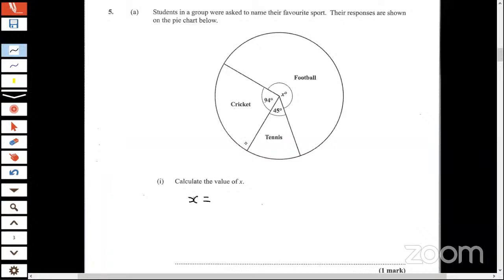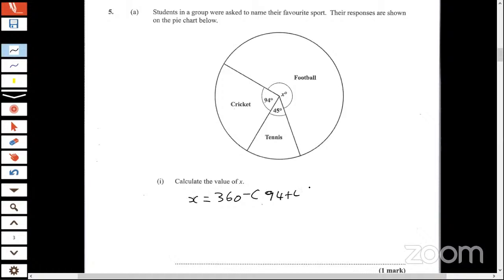So if we look in our diagram here, again, this is a pie chart question. It's a circle. That means the total amount is 360 degrees. Out of this 360 degrees, cricket is 94 degrees, tennis is 45 degrees, and x is football. So if we want to find x, which is football, we first add these two together.